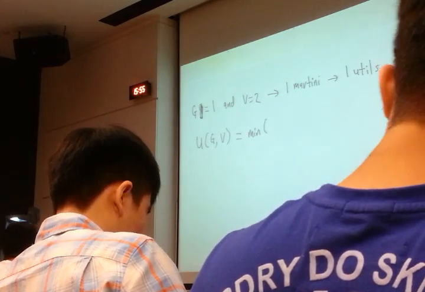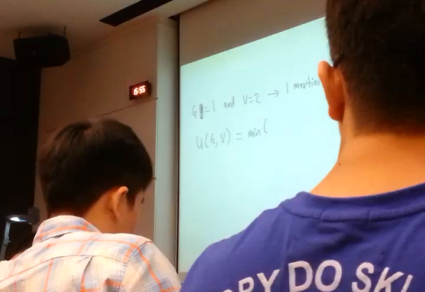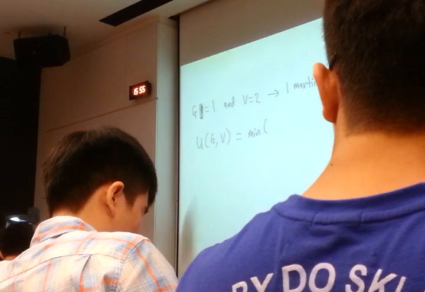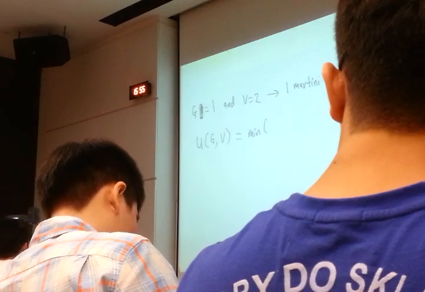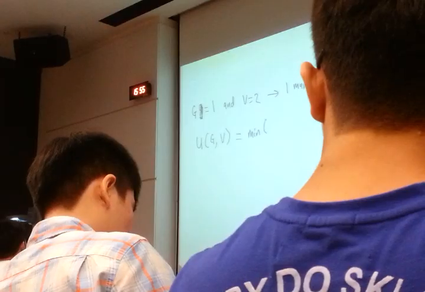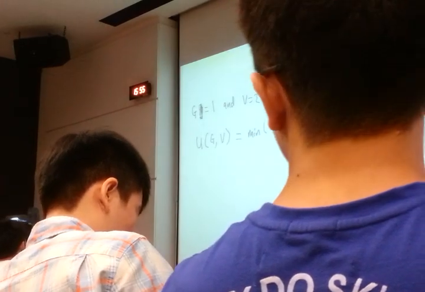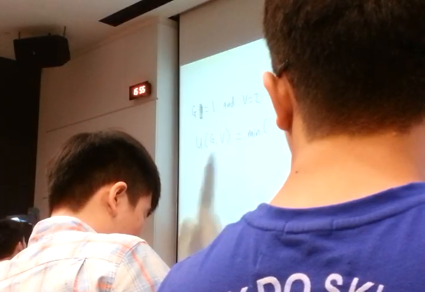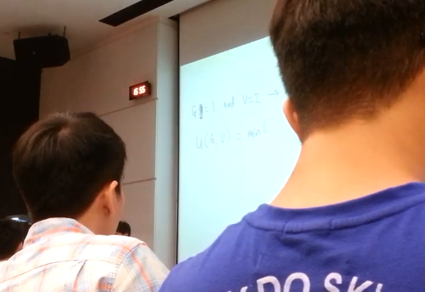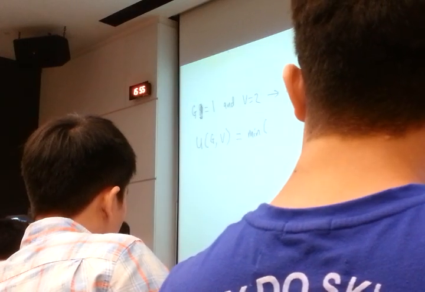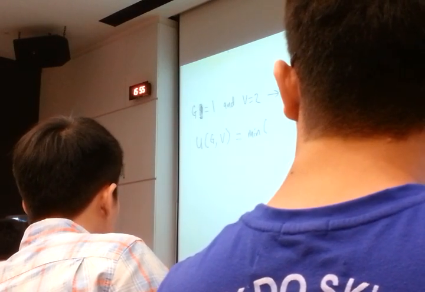So now you think, what do you mean by G? The utility from G. Interpretation means the utility from G units of G. What do you mean by V? The utility from V units of V. Simple? Okay, so that's how you do it.